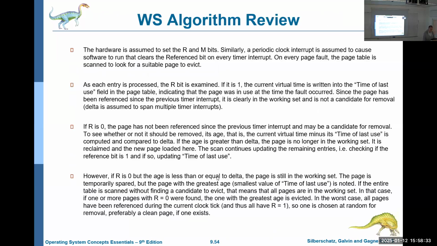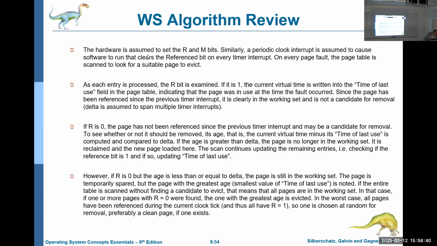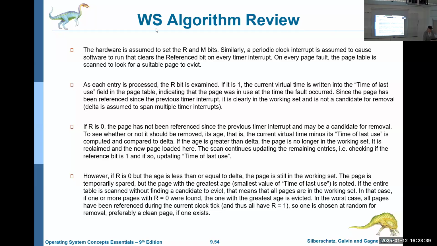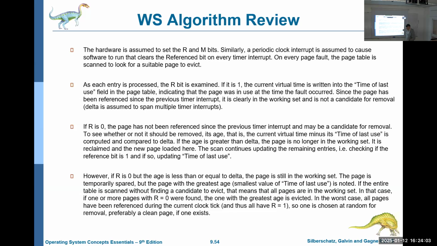Okay, let's go on. Working set algorithm review. The hardware is assumed to set the R and the M bits. So that's what we saw. Over here, this is the R bit. And the M bit, we didn't mention it, the M is the modified bit, but that's obviously also going to be set. So notice every time there's a page reference, if it's a write, then it'll set the M bit and the R bit. If it's just a read, then it'll just set the R bit.